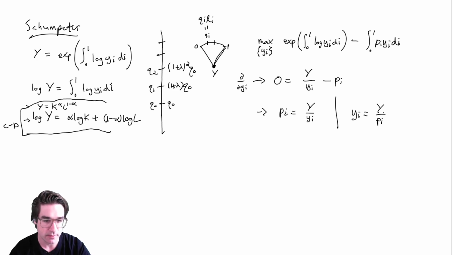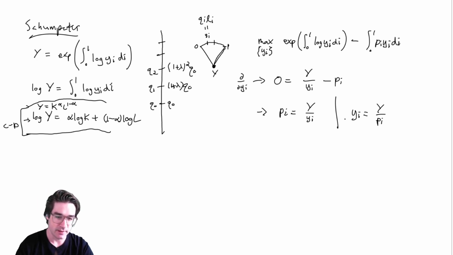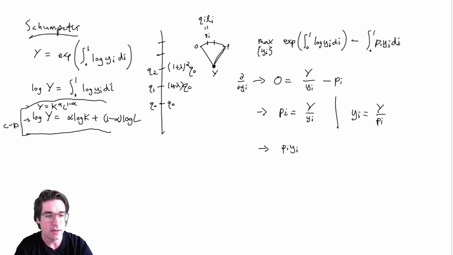All right, so the other thing I want to note, which is very much a property of this production function, is that if you just look at pi times yi, which is going to be the cost that these firms are paying, it's also going to be the revenue of the intermediate firm. This is going to be equal to y.